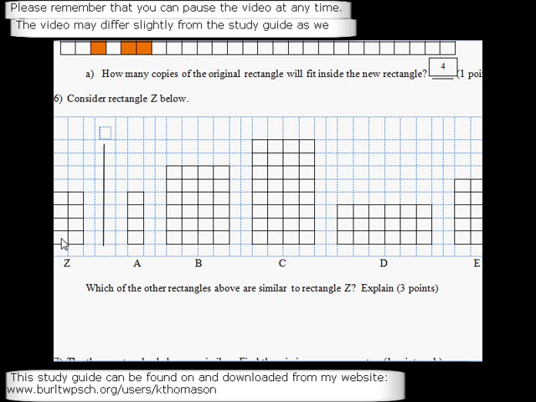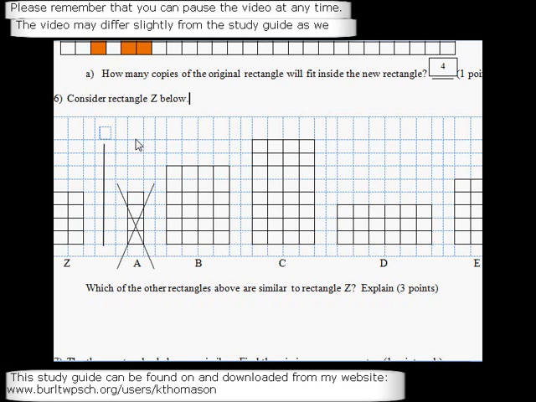Right here, between Z and A, you can see that the width was split in half. The width was 2 here. Now the width is only 1. The height was 4, and it stayed 4. So you did not do the same thing to the width and the height to create this shape. So A does not work.